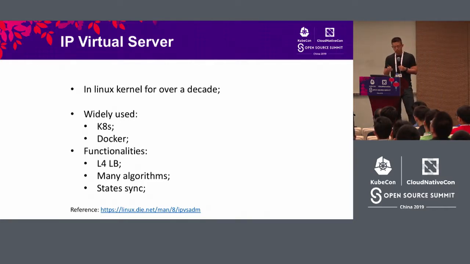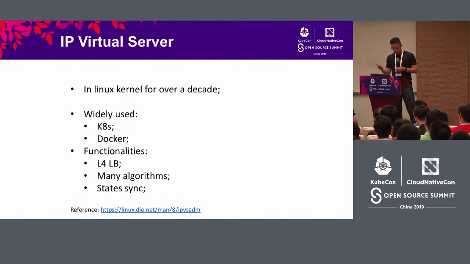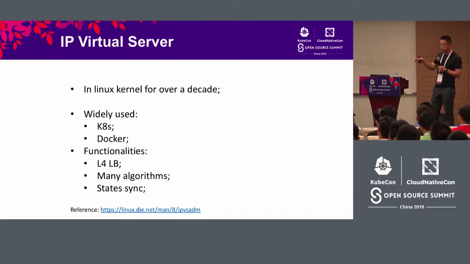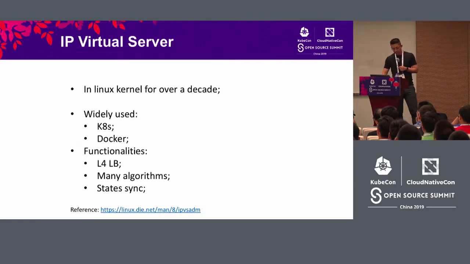What it provides is essentially just L4 load balancing with many algorithms, like round robin, least connection, destination hashing, and so on. It's also able to sync states with other IPVS instances so that if one of the IPVS goes down, we can still keep the states. They're doing that through multicast, but it only supports IPv4 now.